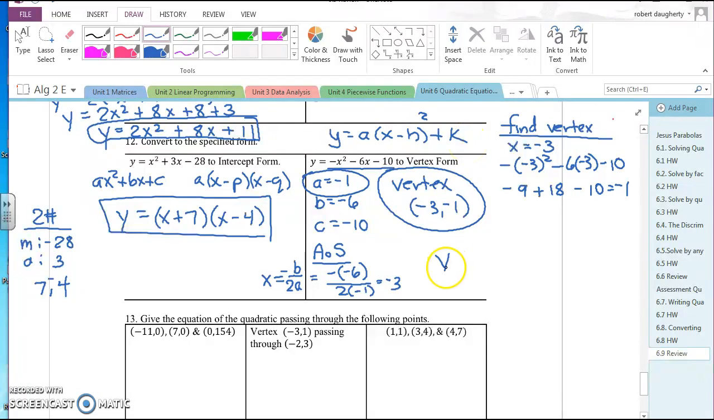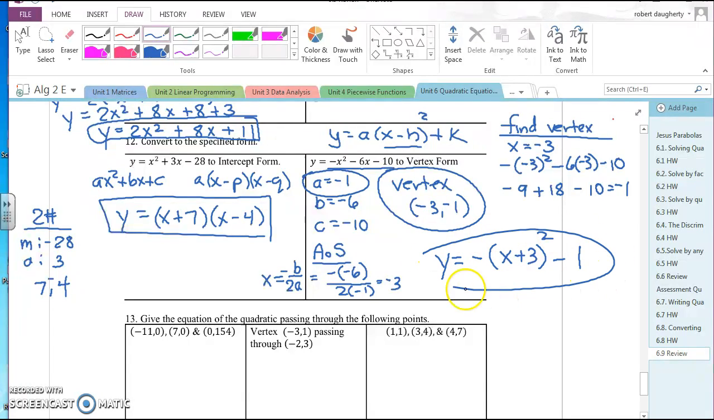So this is y equals negative, that's where the a comes from, negative 1, and then it's going to be x plus 3 squared minus 1. Okay, so remember it has a minus. This formula has a minus built in. x minus h, so that's x minus negative 3. And so the vertex of this is going to be at negative 3, negative 1. That is correct. So this is your final answer for this guy.